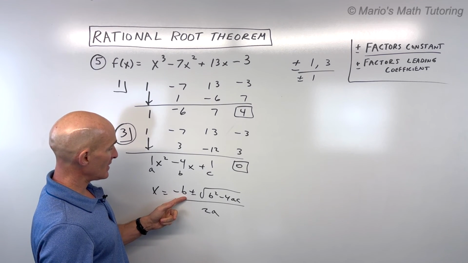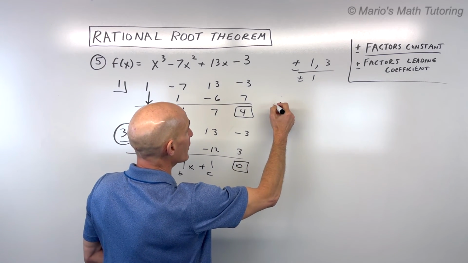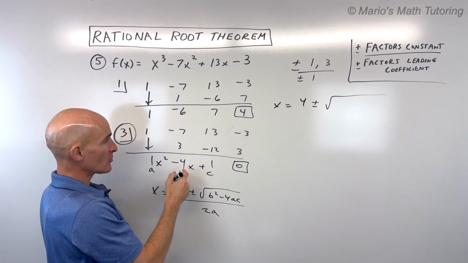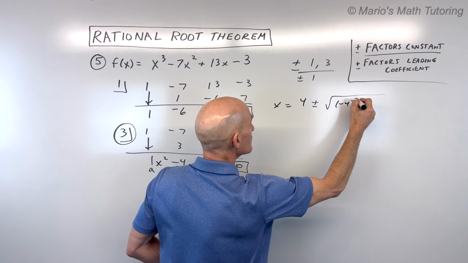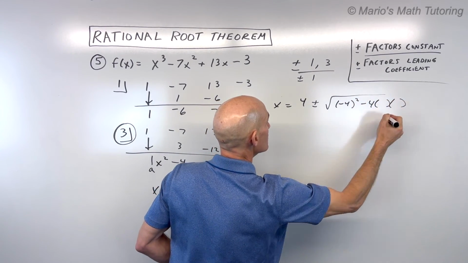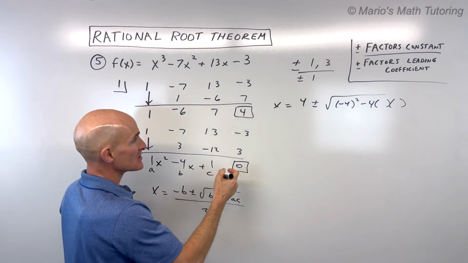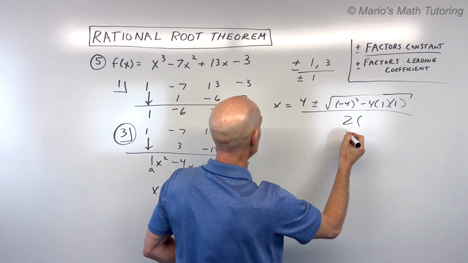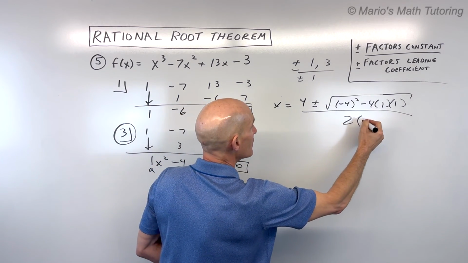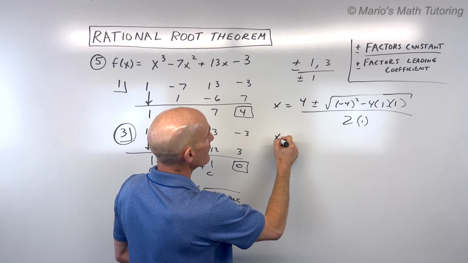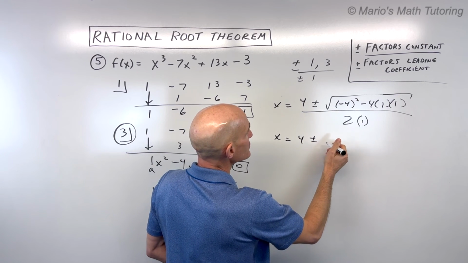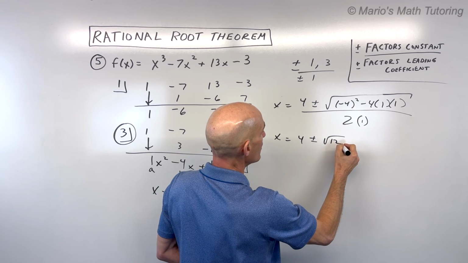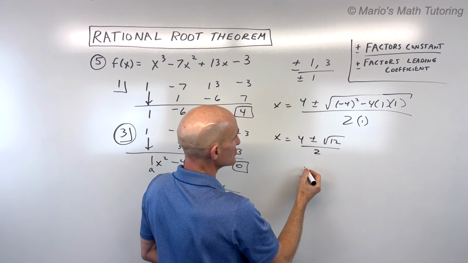So the -b, or the opposite of b, would be +4 plus or minus b squared, so that's -4 squared, minus 4 times a, which is 1, times c, which is 1, all divided by 2a, which a is 1. Okay, let's go ahead and simplify now. So we have x equals 4 plus or minus, now this is 16 minus 4, which is the square root of 12, over 2 times 1, which is 2.